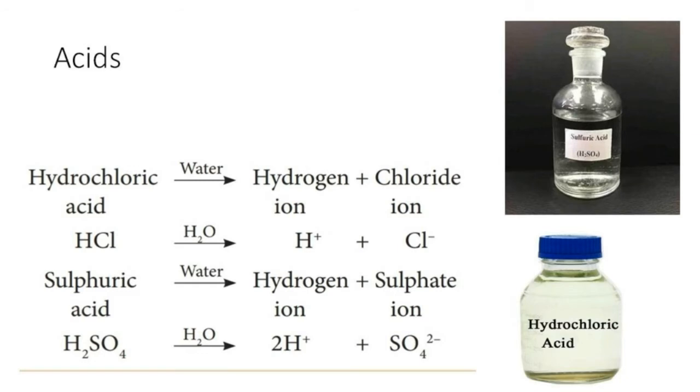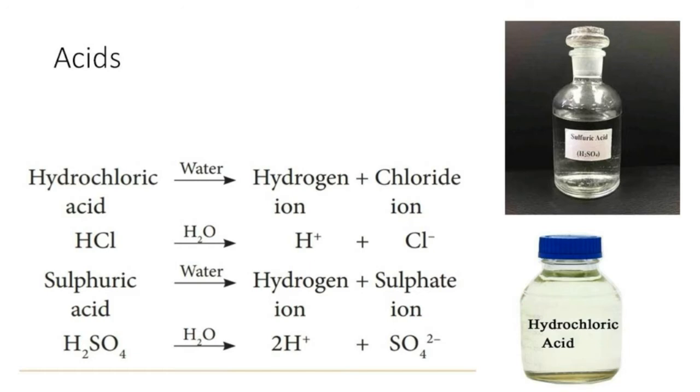Next, we are going to see about acids. The term acid is derived from the Latin word acidus, which means sour. Thus, the chemical compounds which have sour taste are generally called acids. All acids contain one or more replaceable hydrogen atoms in their molecules, and when dissolved in water, they release H+ ions. For example, hydrochloric acid HCl, sulfuric acid H2SO4, and nitric acid HNO3 release hydrogen ions when dissolved in water.